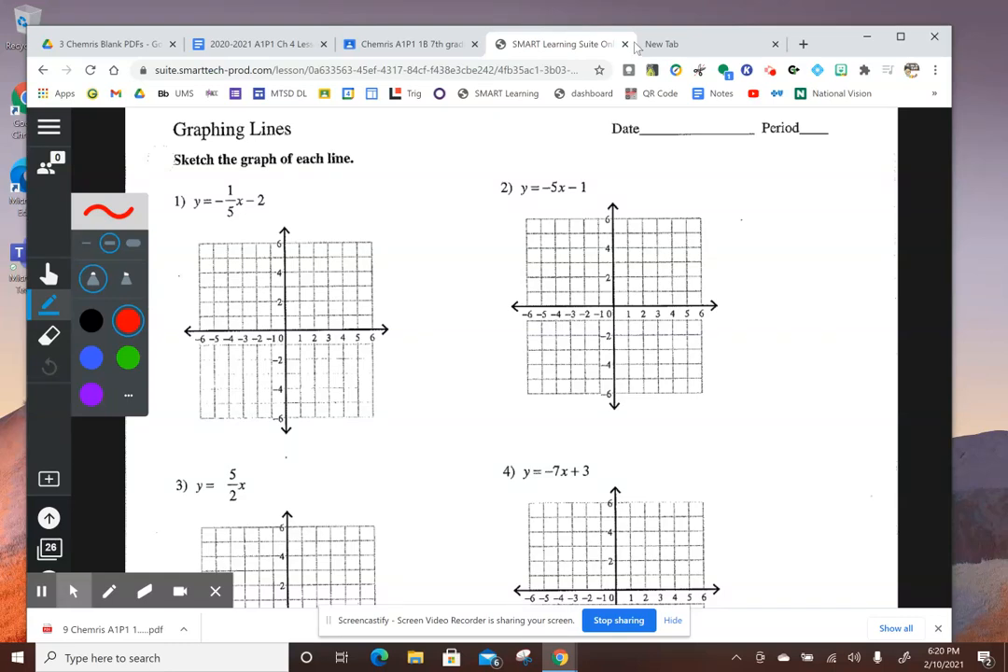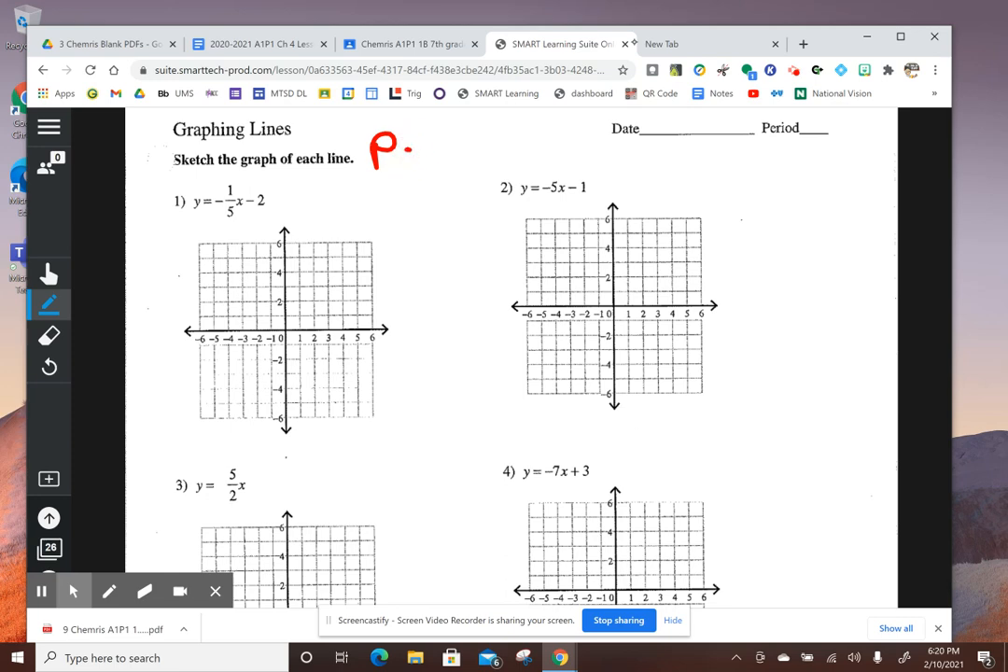Okay, so if you turn to page 16, this is going to be graphing practice. So we will do a few together, and then you can do the rest on your own. So number 1, sketch the graph of each line. So this is in slope-intercept form. And when we graph from slope-intercept form, we always identify the slope.